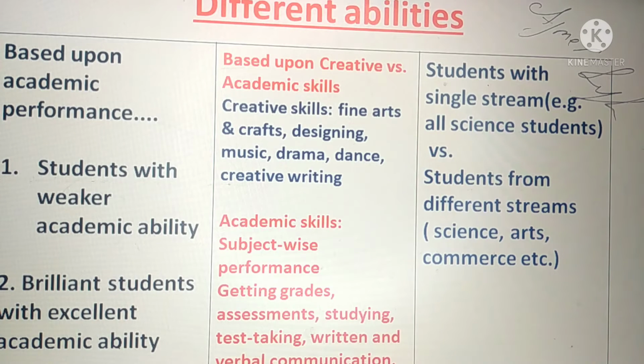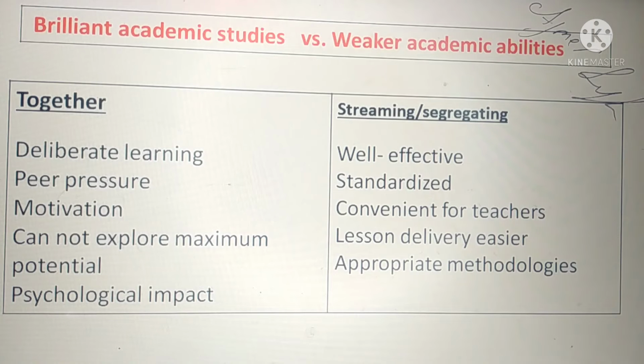So it shows that there is no clarity in the statement. What do they want to convey by writing different abilities? What comes under this particular thing, different abilities? Now let's discuss. Suppose one response is based on this comparison: brilliant academic students or weaker academic students.